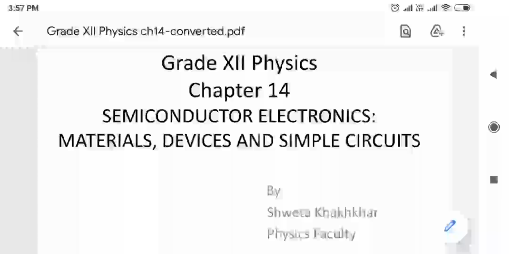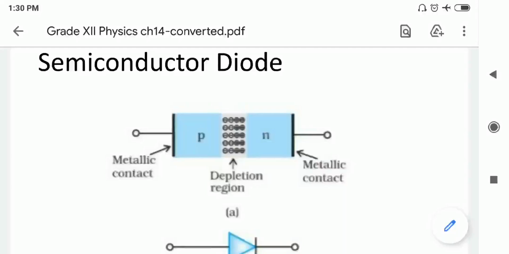Friends, let us start our new session of chapter 14, Semiconductor Electronics, Materials, Devices and Simple Circuits. Now let us understand the semiconductor diode.